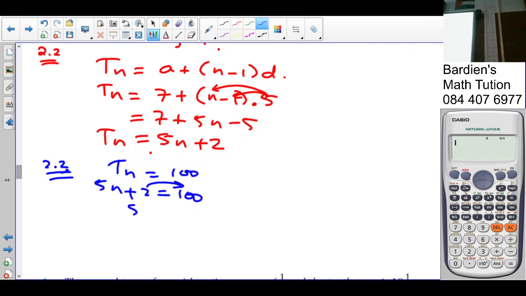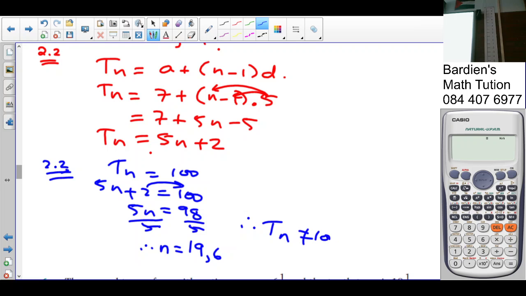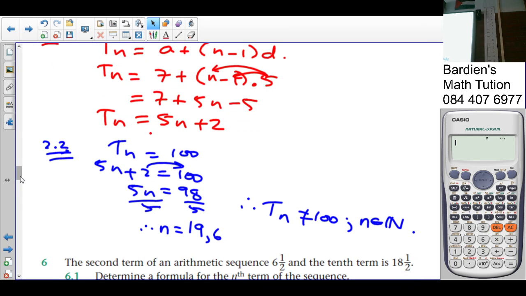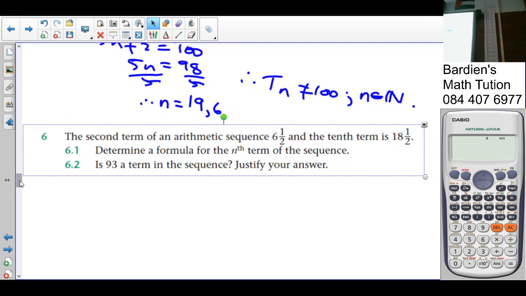We take it over, so it's going to be 5n is equal to 98. Divide by 5 both sides. So therefore n is equal to 19.6. So can that be the case? No. Therefore Tn is never equal to 100. Why? n has to be an element of natural numbers. Since it's not an element of natural numbers, therefore 100 won't be a term in the sequence. Okay.